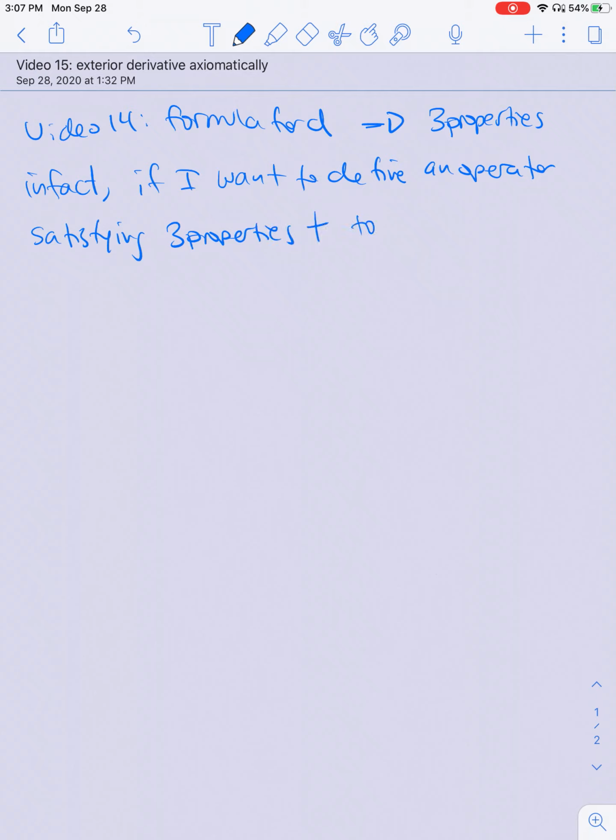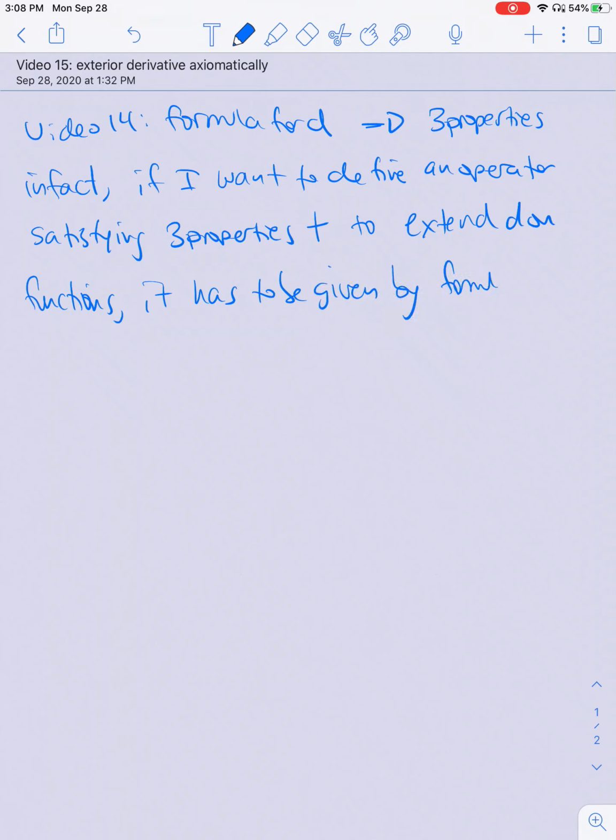and to sort of extend d on functions, it has to be given by the formula of the previous video.